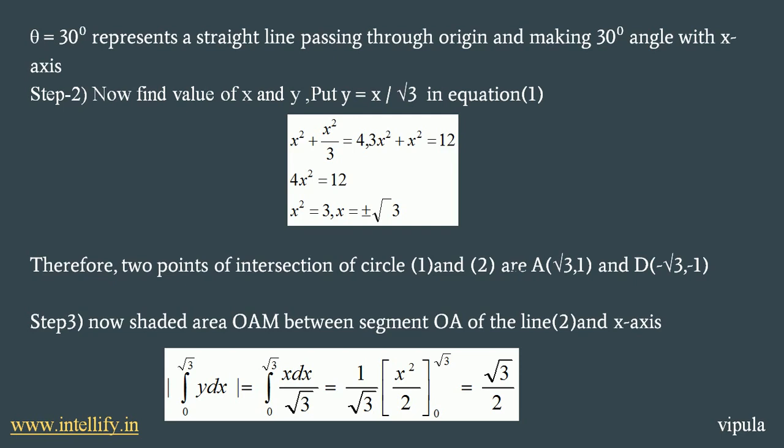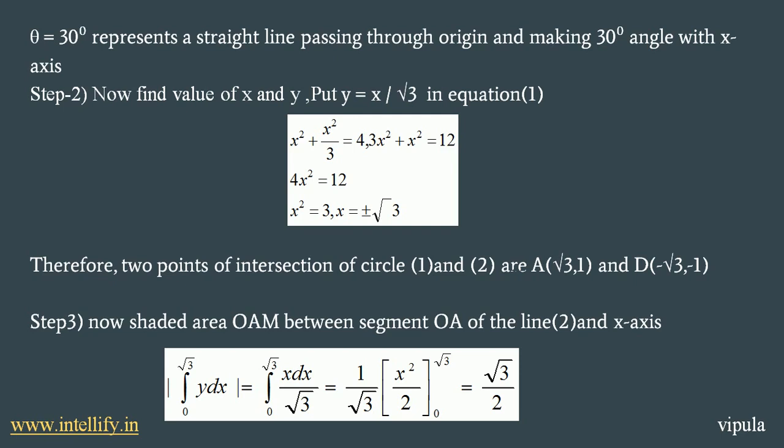Now step 2. Now find the value of x and y. Put y equals x by root 3 in equation 1. Now substitute the value of y in equation 1. We'll get x square plus x square by 3 equals 4. Now take the LCM and multiply 4 into 3. So 3x square plus x square equals 12. 4x square equals 12. x square equals 3. x will be plus minus root 3. Therefore, the 2 points of intersection of circle 1 and line 2 are A root 3 comma 1 and D minus root 3 comma minus 1.